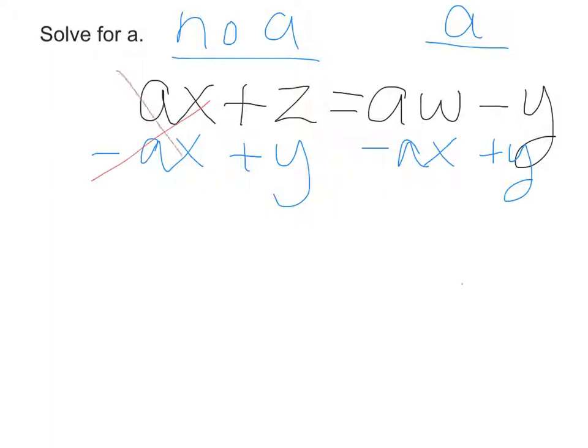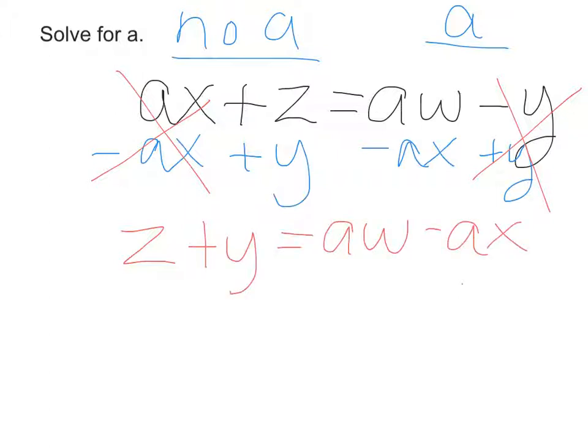Then ax minus ax is 0. Negative y plus y is 0. And then I write my result. Z plus y is equal to aw minus ax. Now on the right side, both of my terms involve an a. Since they have a common factor of a, what that means is I can factor an a out of each of those terms. So if I factor an a out of the first term, I'll be left with w. And if I factor an a out of the second term, I'll be left with negative x. The left side will stay the same for the time being.